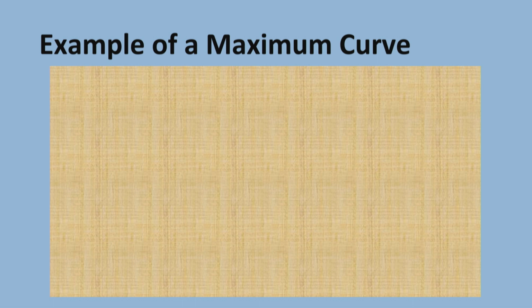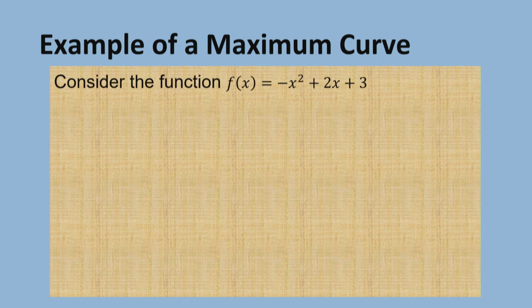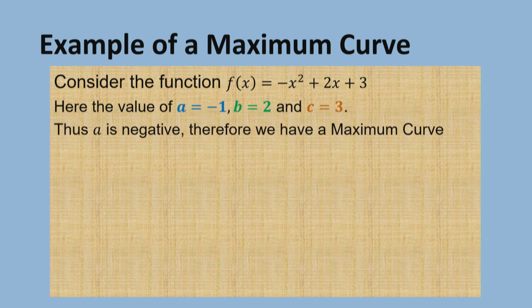Let's see an example. Now consider the function f(x) = -x² + 2x + 3. Here we can see that the value of a is -1. Remember, a is the coefficient of x². The value of b is 2, that is, b is the coefficient of x, and the constant term c, the value of c is 3. Now, we note that a is negative, so we have a maximum curve.